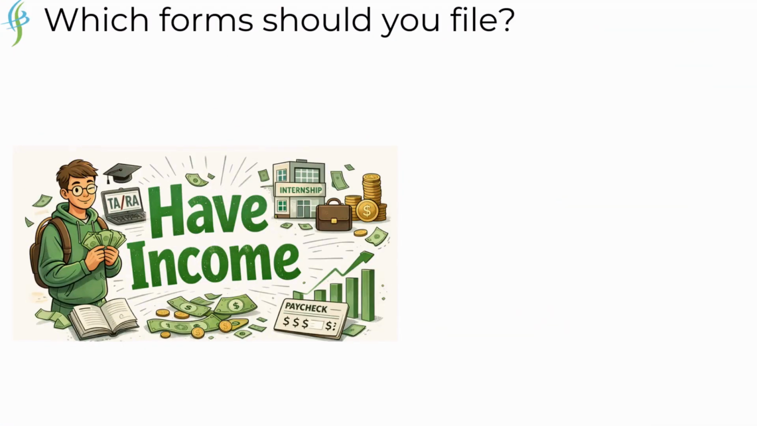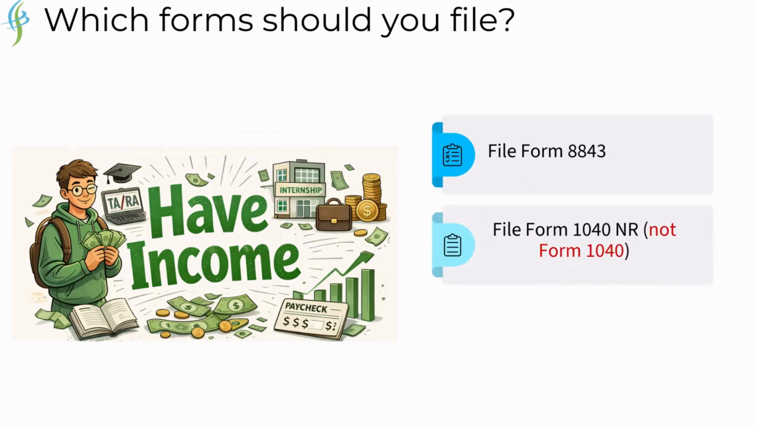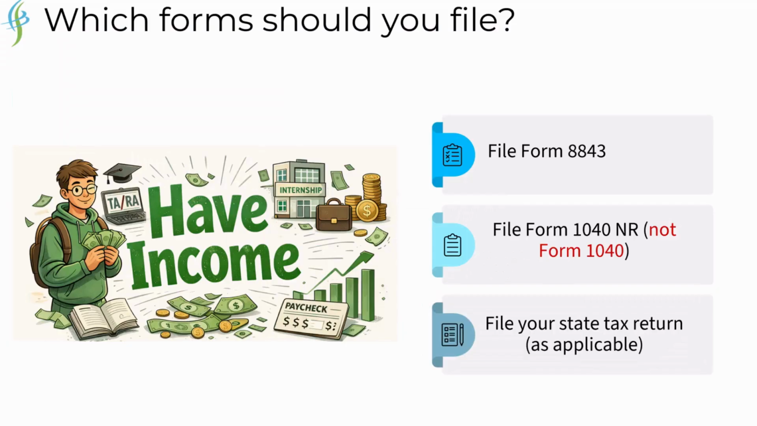Now, assuming that, let's say this is your second year when you have income. Now, this income as a student can be from your on-campus job, your TA, RA, internship. In this case, you will now have to file the following forms. First is the mandatory Form 8843 that we just spoke about. The second form is Form 1040 NR. This is the form that you would use to file your US tax return. And the third is the state tax return if that is applicable to you.